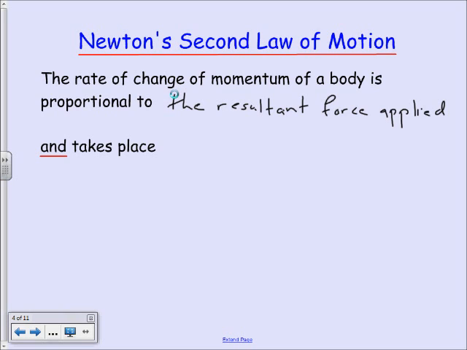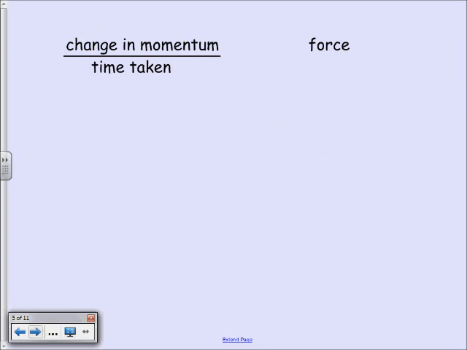And the second part of the law that people often forget is that we say that the change of momentum is proportional to the force applied, the resultant force applied, underline the word resultant there, and takes place in the direction of the force. So acceleration or change in momentum is always going to be in the same direction as the force that is causing that to happen.